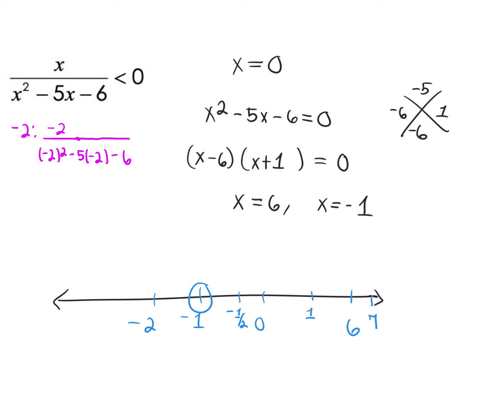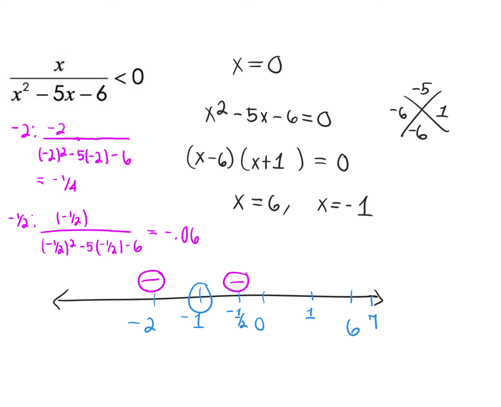So if we test -2, we'll end up with -1/4. So that's going to be less than 0. Then we can test -1/2. So that'll be -1/2 over (-1/2) squared minus 5 times -1/2 minus 6. And so we end up getting -0.06. So that'll just be negative.